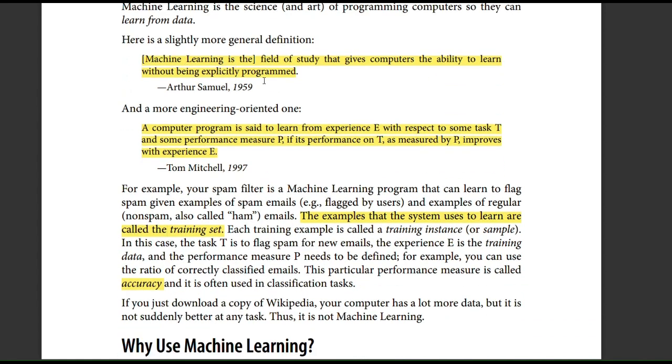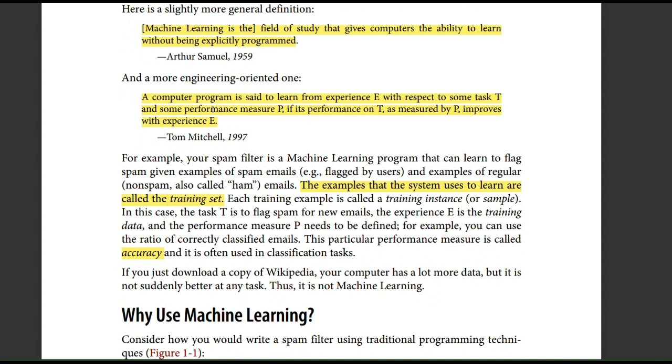Here's the definition. Machine learning is the field of study that gives computers the ability to learn without being explicitly programmed. Or, a computer program is said to learn from experience E with respect to some task T and some performance measure P if its performance on T, as measured by P, improves with experience E. So let's just decode that definition.